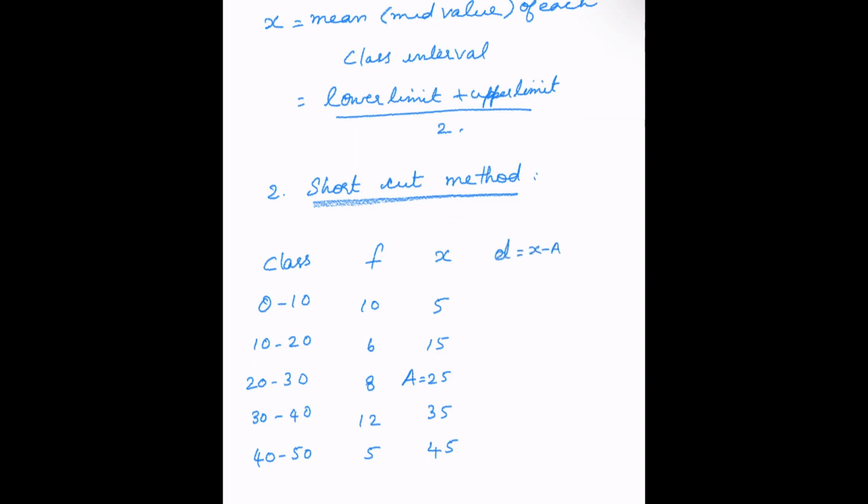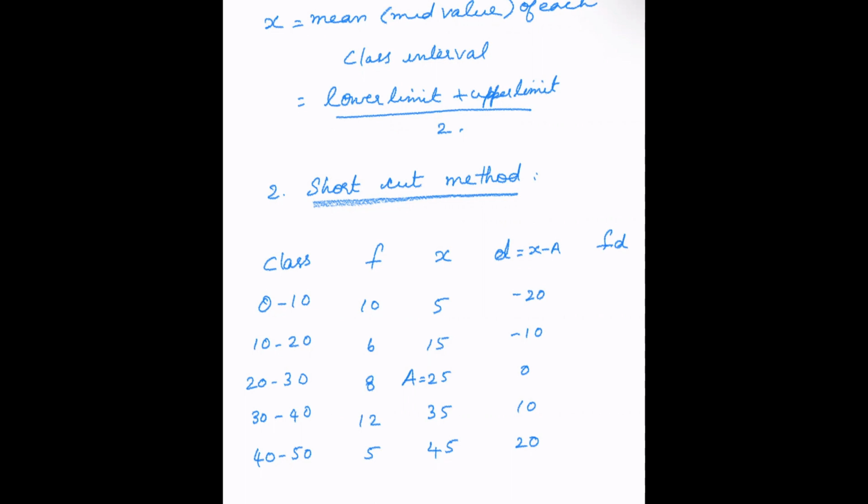And what is a? A is 25, that I have already marked. So 5 minus 25 is negative 20. This is negative 10. This is 0. This is positive 10. And this is 20. Okay, now what? The last one is f into d. F into d, how do you do?